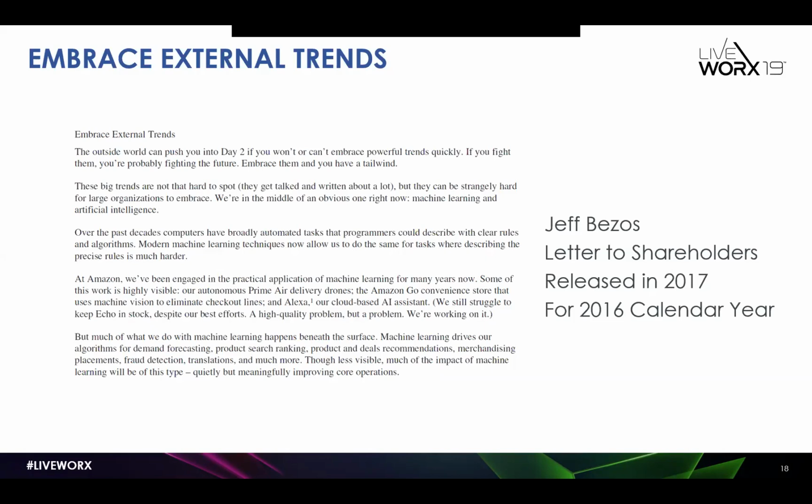Embrace those training methods that your end users embrace. Listen to your end users. Pay attention to those emerging external trends. As Jeff says, if you fight them, you're probably fighting the future. Embrace them and you have a tailwind. In the second paragraph here, Jeff talks about an obvious external trend right now: machine learning and artificial intelligence. Hold on to that thought. I'll come back to it in a few minutes.